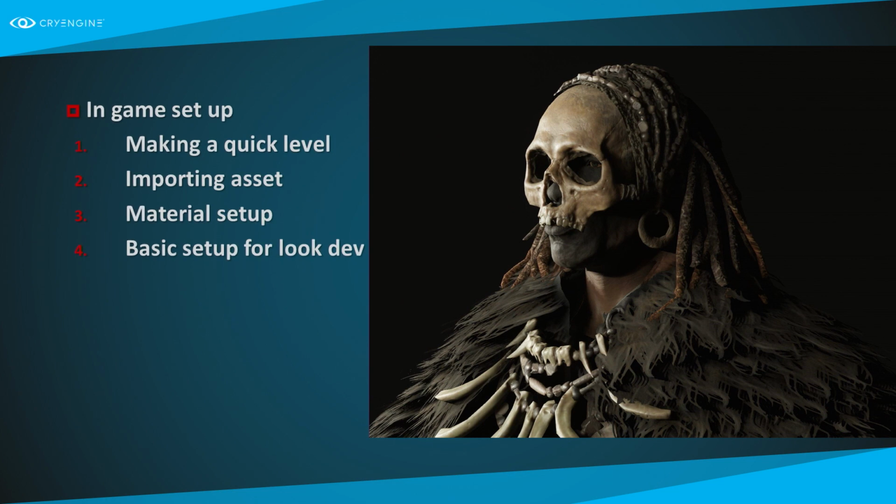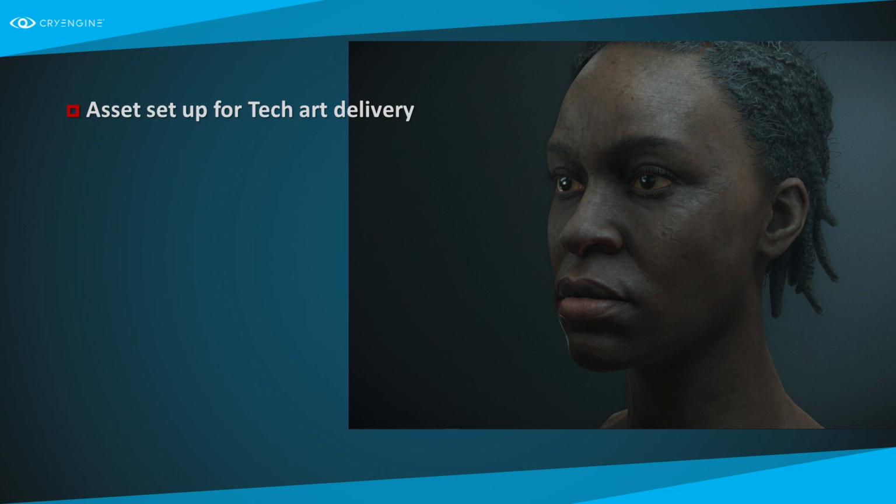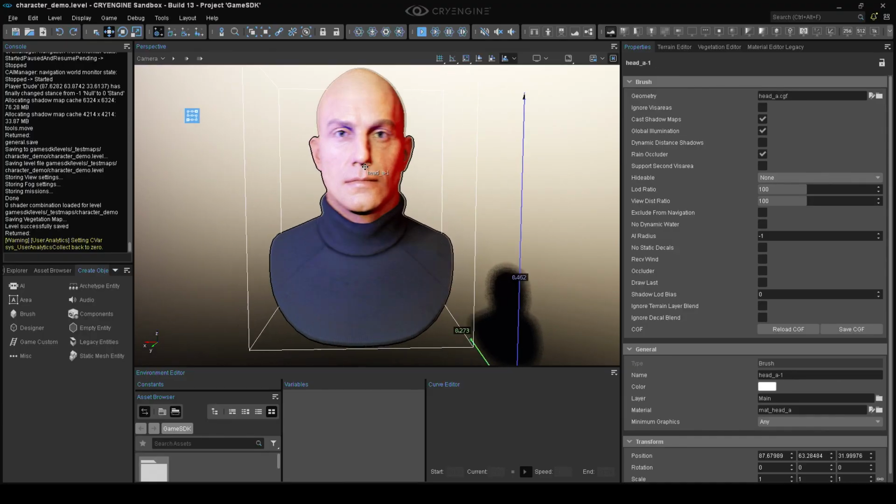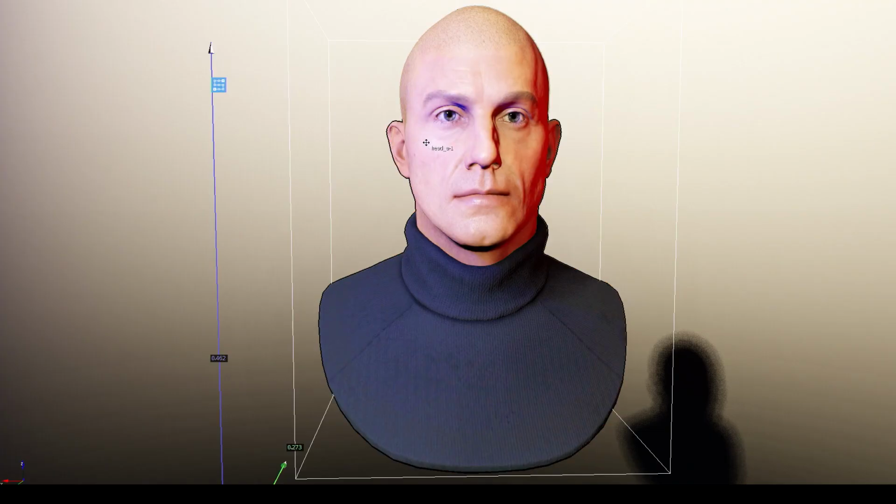So the last point that is related to character, we'll do an in-game setup, making a quick level, importing the asset, material setup, and just look at how you look dev, how you export and import quickly, because the iteration in Cryengine is very fast. Yeah, you save, it updates. Yeah, and then just how we hand over assets to tech art. So that part also is very simple. So this is what we'll be looking at today.